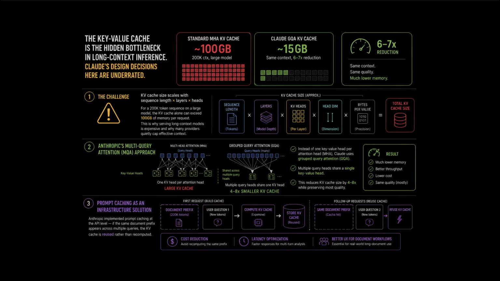The KV cache is where long context models go to die. Every token you process creates a key value pair that needs to be stored in GPU memory for the rest of the generation. At 200,000 tokens, that's enormous. Claude tackles this with grouped query attention, that is, multiple query heads share key value heads. Think of it like having one whiteboard that multiple students can reference instead of each student needing their own copy. So the result is around 6 to 8 times reduction in KV cache memory with minimal quality impact. And Anthropic also built something called prompt caching directly into their infrastructure. So if you're asking multiple questions about the same document, the cache is reused. Your first query might take 30 seconds, but subsequent queries on the same document run in milliseconds.